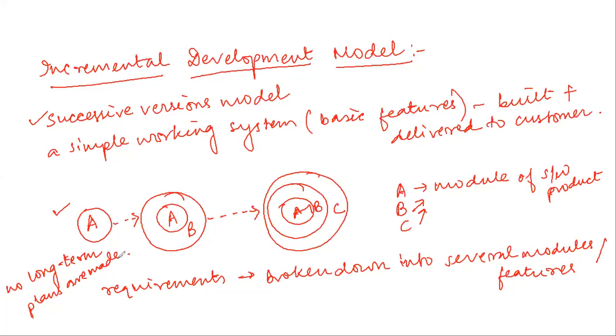So at each successive iteration step, a successive version of the software is constructed and delivered to the customer. The customer feedback is obtained on what is delivered, and then this feedback is incorporated in the next version. Suppose I make module A and deliver it to the customer. The customer says some things need to be incorporated. So when I make module B, I will make the changes in module A, then I will make module B, and then again deliver it to the customer.